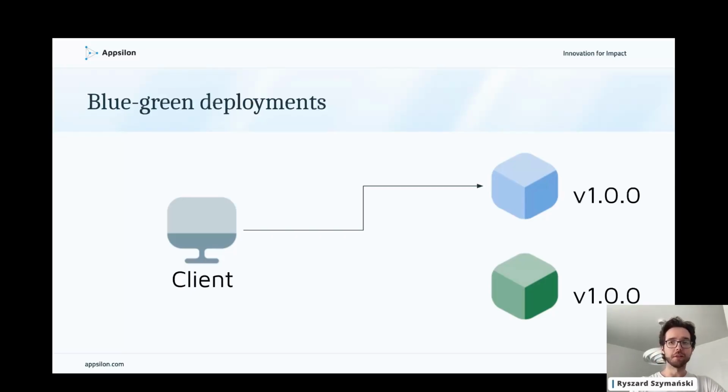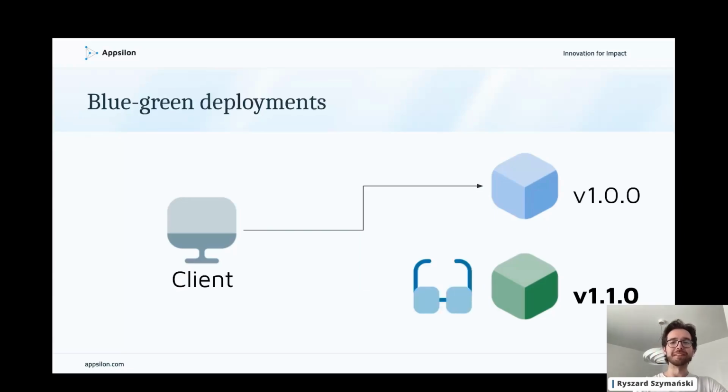When you're ready to release a new version, you deploy it to the green instance, you verify if everything's working as expected there, and if it does, you switch the traffic. So now your users access the new version, but this time through the green instance.